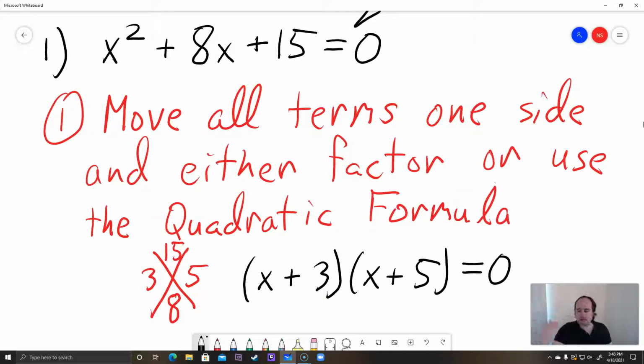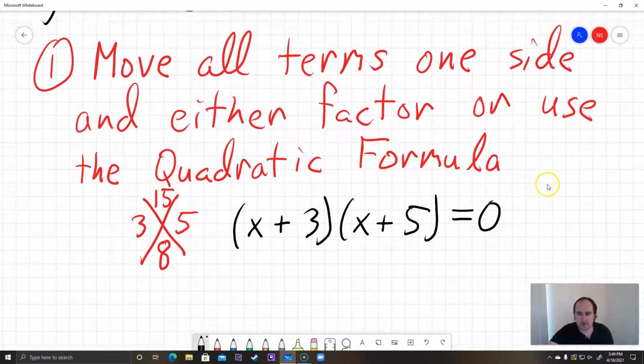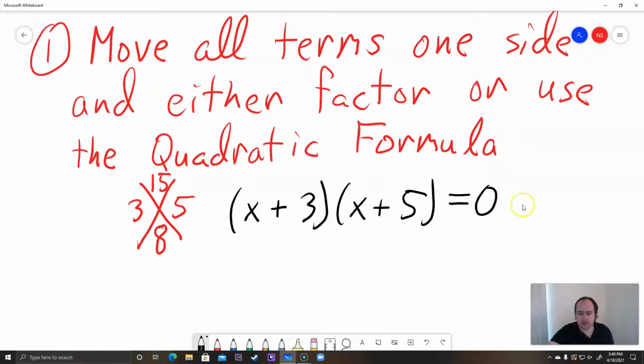Because factoring is faster here, I'm going to do this whole example by factoring. If you can't factor it, then you use the quadratic formula. That's usually how people do it. Or some people just always use the quadratic formula, and that's fine as well. It's just a little bit slower than factoring. It's really up to you. But this one was easy to factor, so what we do next is use what's called the zero product rule.